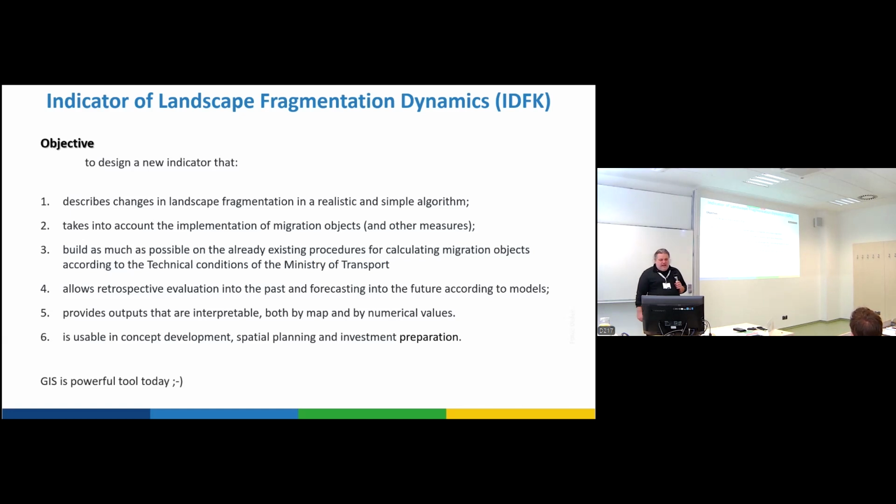We would also like this indicator to allow a retrospective evaluation, approximately into the past, and forecasting for the future according to the plans and constructions which are prepared. It should provide outputs that are interpretable by map and also by numerical values to compare the development in time, and be usable in concept documents and spatial planning.